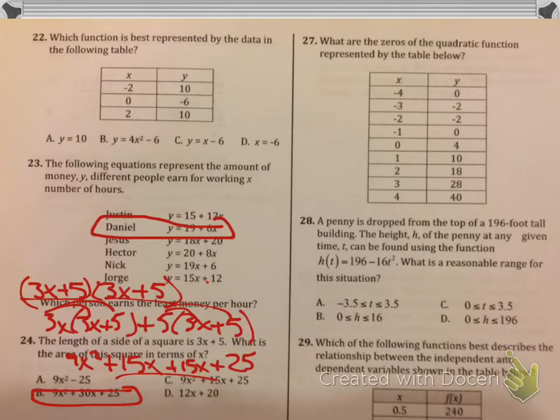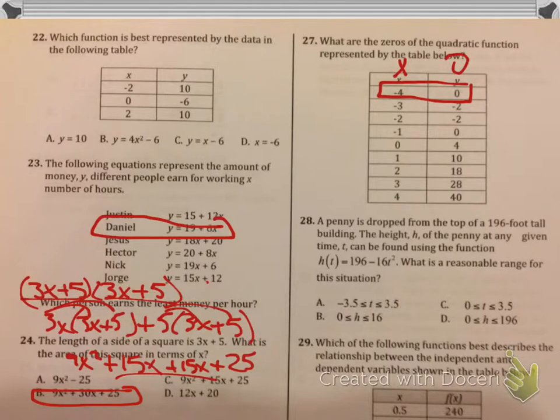Okay, so the next one, what are the zeros of the quadratic function represented below? Again, keep in mind that the zeros are the x-intercepts. The x-intercepts are when it's some number for x, and 0 for y. So here's your first 0, -4.